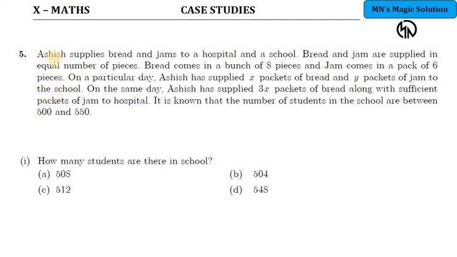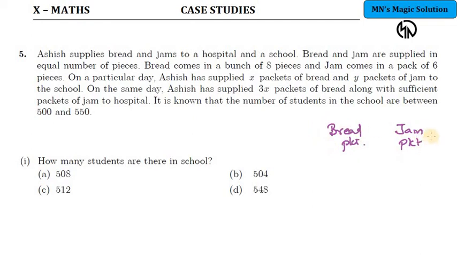In this fifth case study, Ashish supplies bread and jam to a hospital and a school. In the condition, bread and jam are supplied in an equal number of pieces. That is, one piece of bread and one piece of jam should be supplied. Bread comes in a bunch of 8 pieces, that is, bread packets, and each packet has got 8 pieces. Similarly for jam, you can take a packet or bunch, and each packet has got 6 pieces of jam in it.